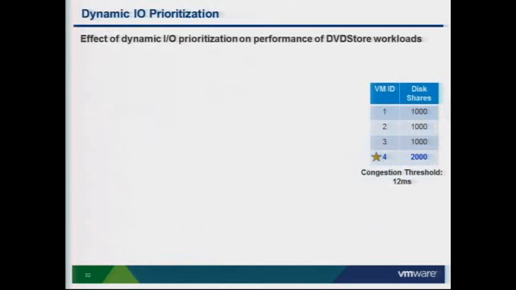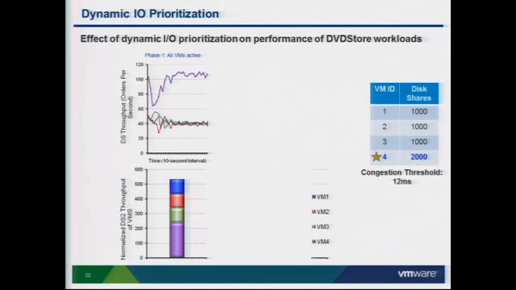In this case, we have set the shares to be 1,000 for the non-critical VMs, all 3 of them, and 2,000 for the critical VM that we are running. Now, let's see what happens in the beginning. Initially, all 4 VMs are active. On the top, I'm showing the overall orders per second for each of the individual DVD Store VMs. And on the bottom, I'm showing, if you have a total value of something, what percentage each one is getting. And you can see that the VM with higher shares is getting much better performance from the array.